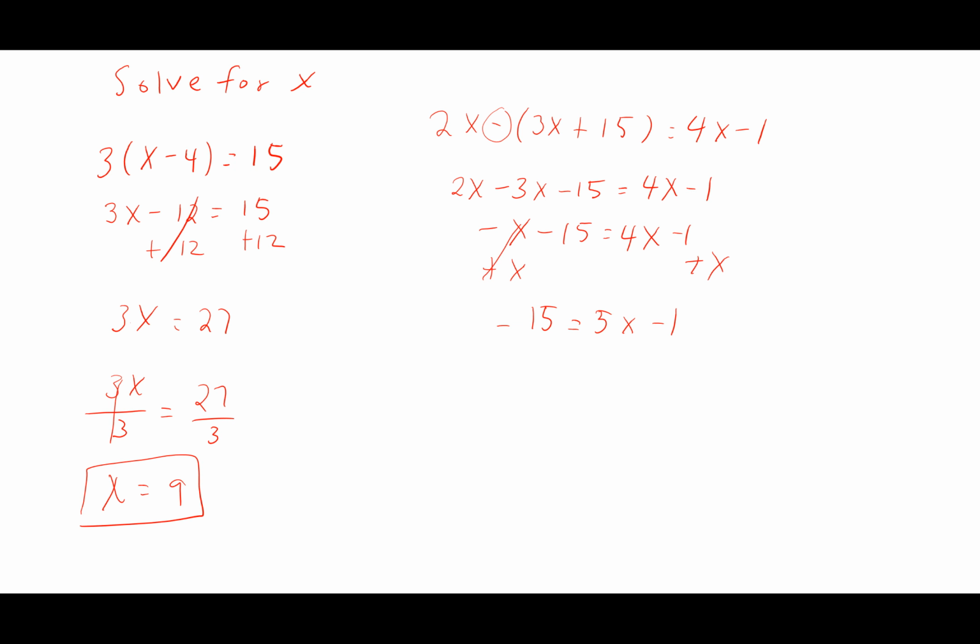Okay? So now we can add 1 to both sides. See, we want to get this 1 over here, okay? So plus 1 to both sides. So that's going to cancel that. So that's going to give us minus 14 equals 5x. Okay? Now we want to get x by itself, so we're going to divide both sides by 5. So that's going to be minus 14 divided by 5 equals 5x divided by 5. That's going to cancel that. And x is going to equal minus 2.8.